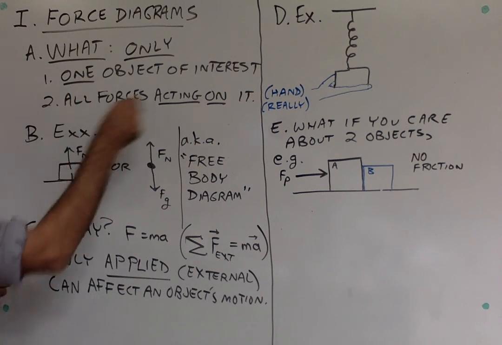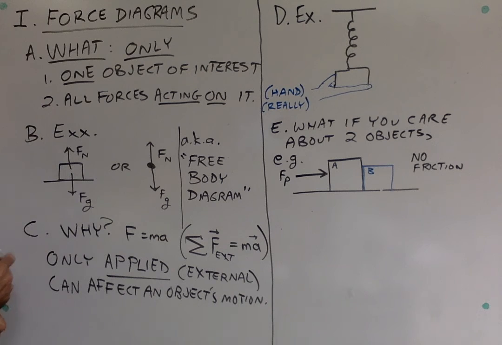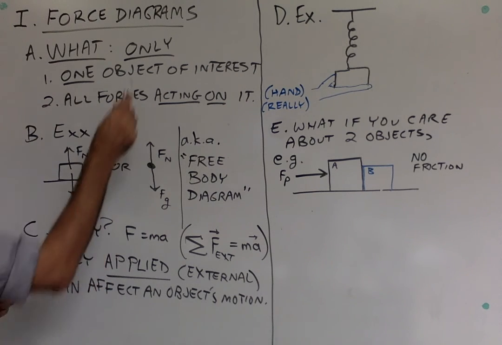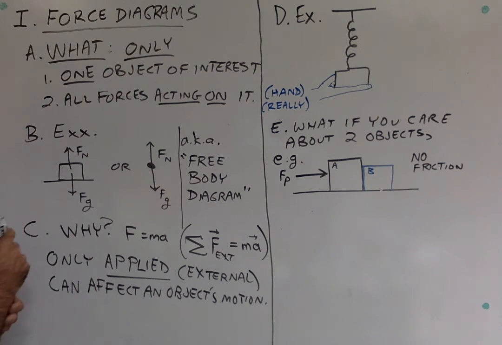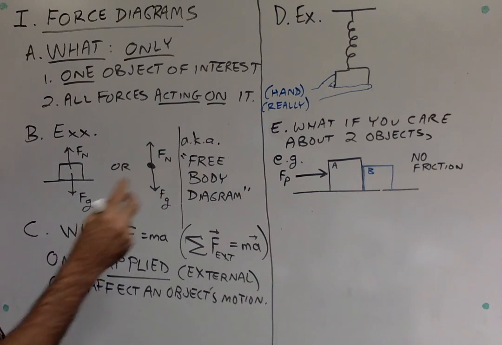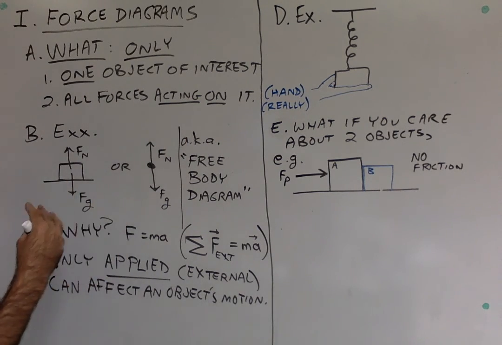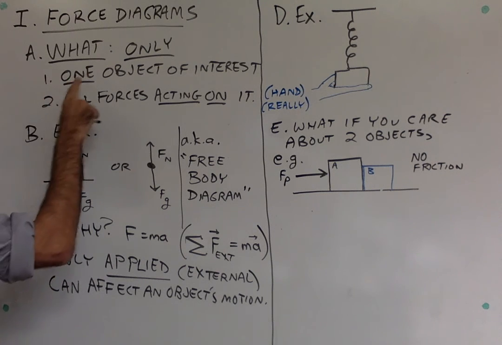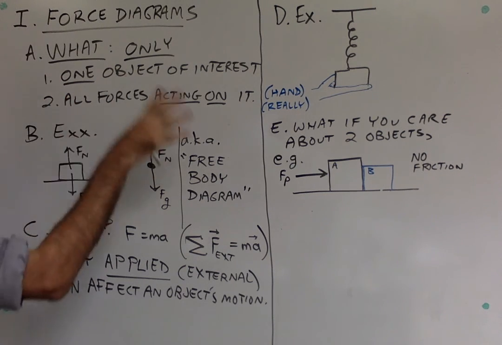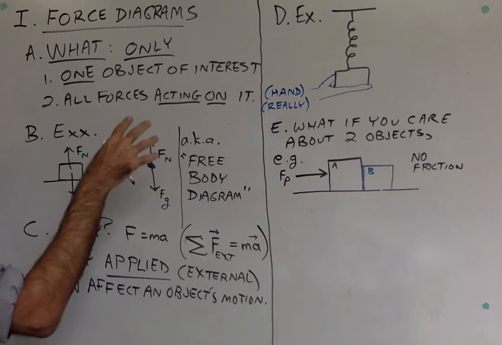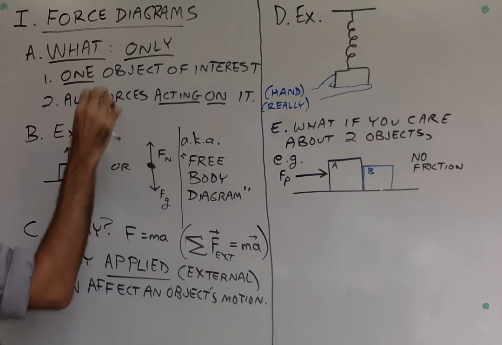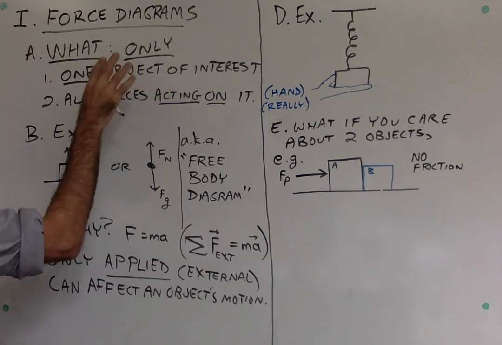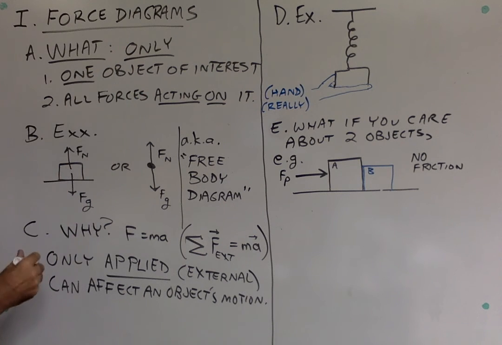It's important to get this straight right off the bat, or everything else goes wrong later. Notice the word only. A force diagram has only one object. It's not a diagram of the forces between a bunch of objects. A force diagram has only one object of interest, and if you draw any other objects in it, that's okay. You just can't worry about what happens to them. They can't have any forces on them. Only one object gets the forces.